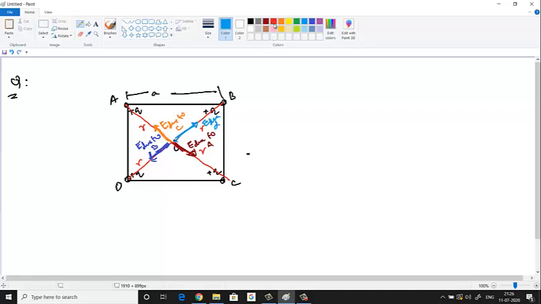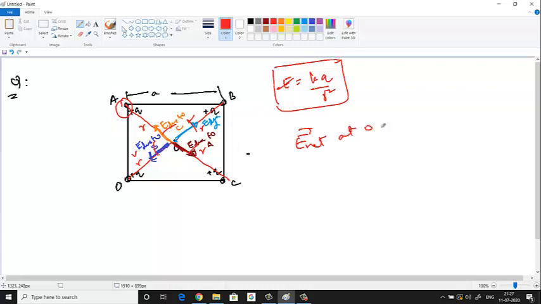So these values, this E, this E, this E, this E, they're all the same in magnitude. What is that value? KQ by R squared, since the distance between A and O is R. Now see, due to B and due to C, they are in the opposite direction but the same magnitude. They'll get cancelled. Due to C and due to A, they are in the opposite direction but the same magnitude. They'll also get cancelled. So what is the net electric field at O? E net at O is equal to 0 Newton per Coulomb.